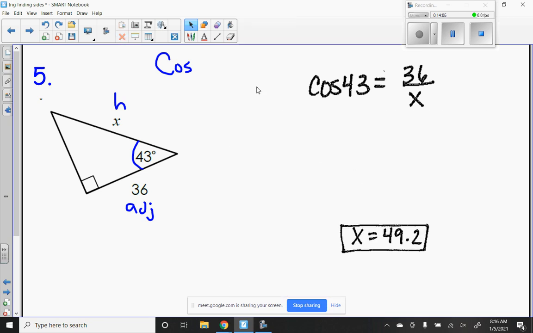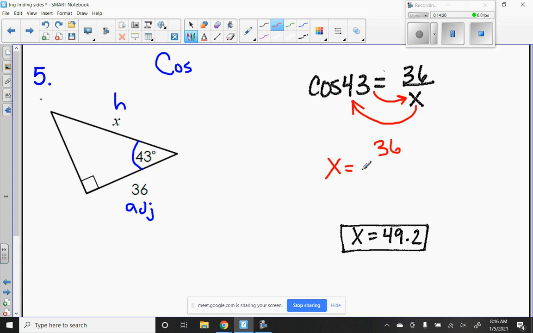I'm going to do my switcheroo to get 49.2. X comes over here. Cos 43 comes under here. So now I'm going to say x equals 36 over cos 43. Now you put that in your calculator, 36 divided by cosine of 43. And we're going to get 49.2. And there are my 4 examples of finding missing sides.